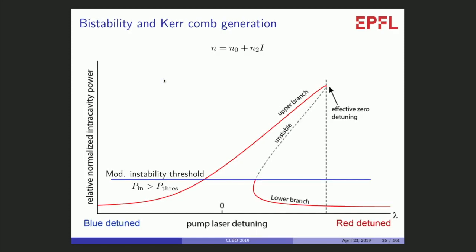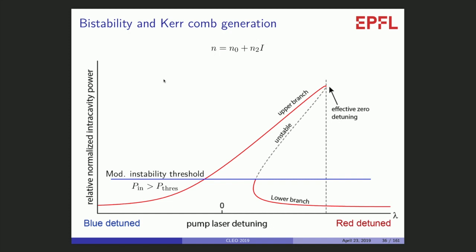So what I mentioned and alluded to earlier is that the parametric threshold is related to bistability. I wanted to show that pictorially in the following way. What's shown here on the horizontal axis is the pump laser detuning, and on the vertical axis, the intracavity power. If you have an optical resonator and you scan across its resonance, what you would expect to see is just a Lorentzian profile.